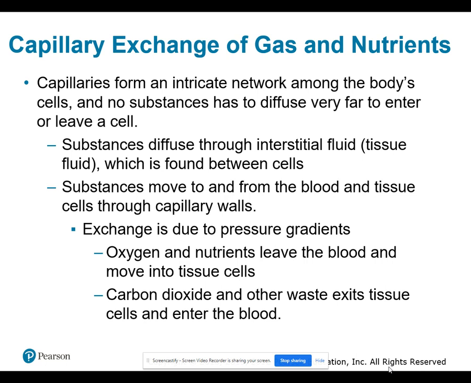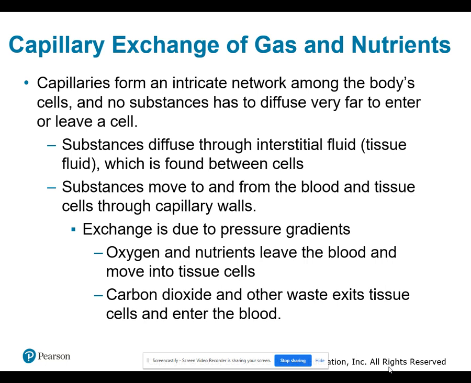What happens is these cells release waste or they release CO2. They travel through this interstitial fluid, and then they move into the blood vessel through the capillary walls. This exchange happens because there is a pressure gradient, which is why we talked about blood pressure first. Because of these pressure gradients, oxygen and nutrients tend to leave the blood and move into the tissue cells so that they can get oxygen for cellular respiration and nutrients in order to have energy.